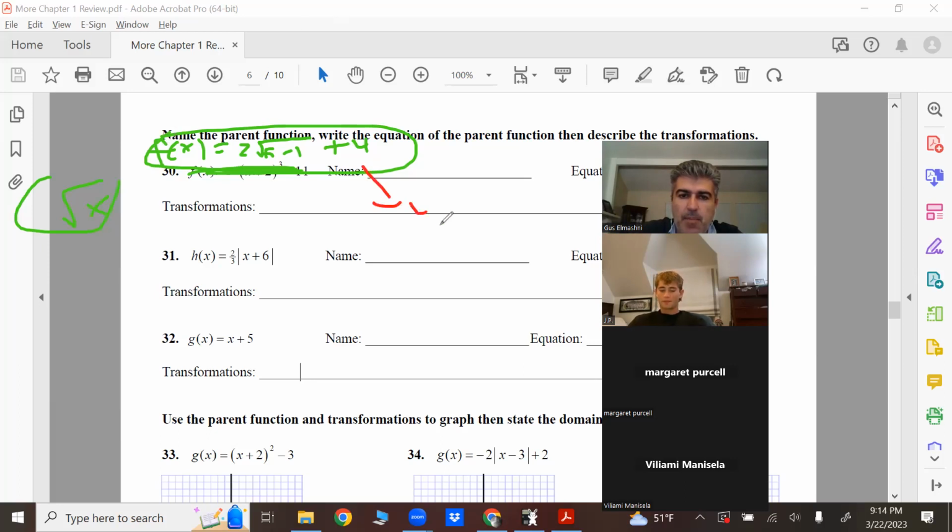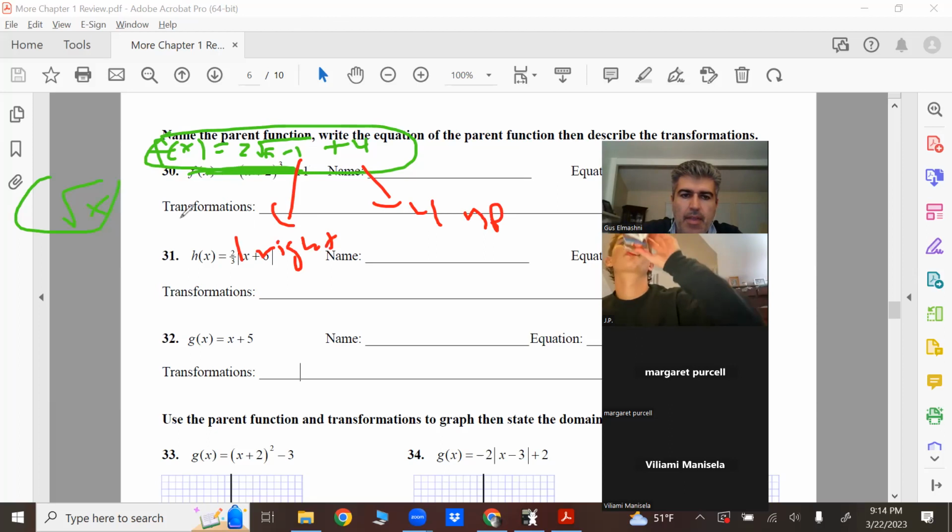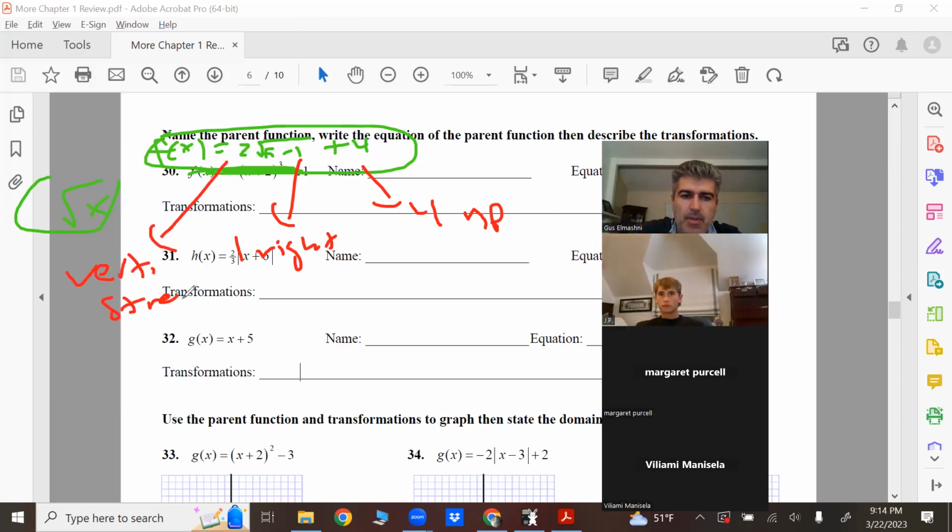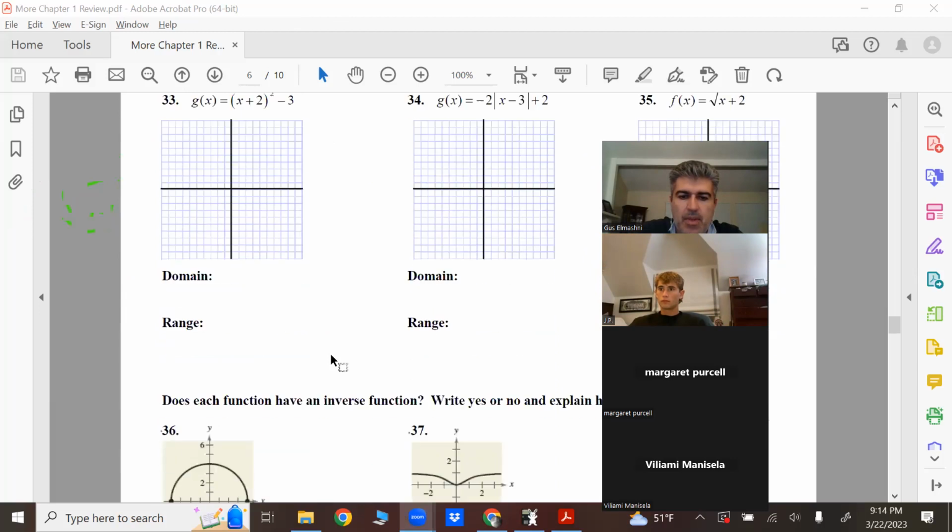So that causes 4 up. That causes 1 right. And that causes vertical stretch by 2. Got it. Thank you. No problem. You're welcome.